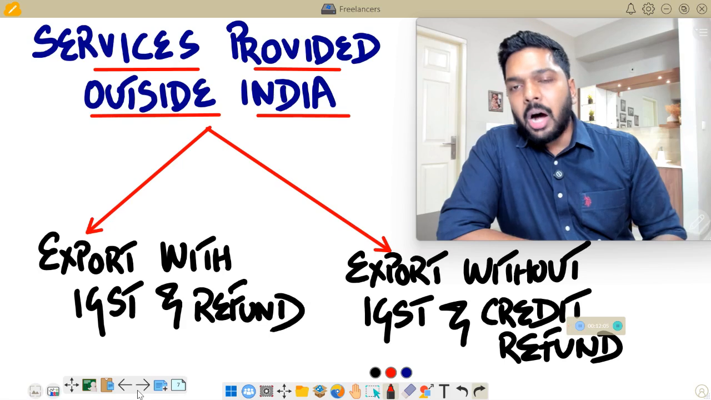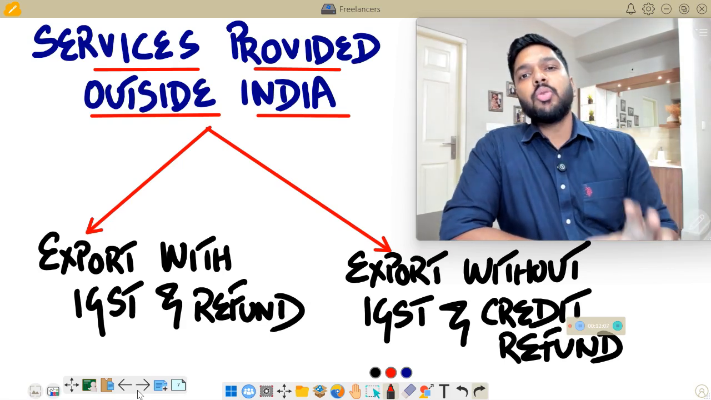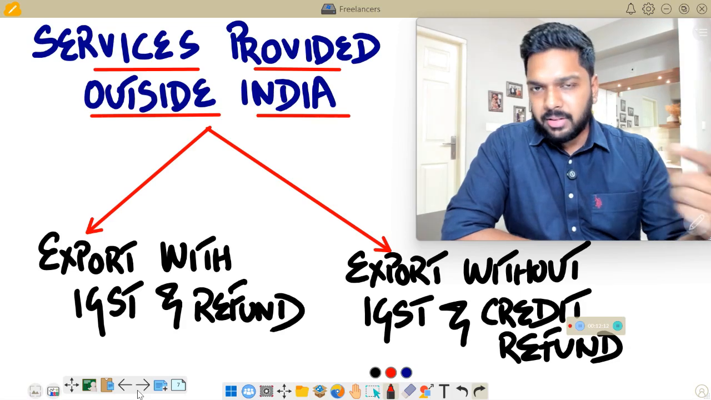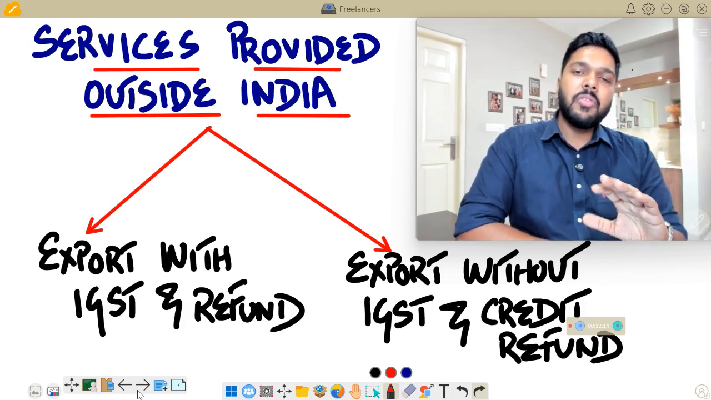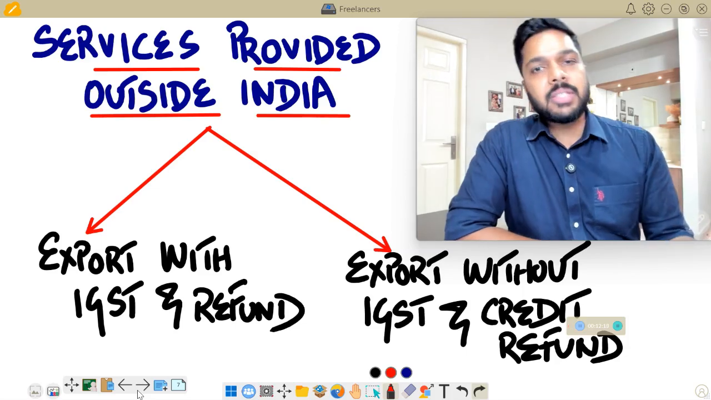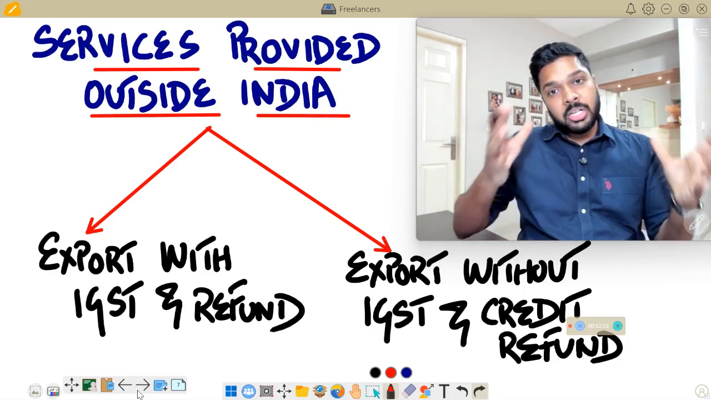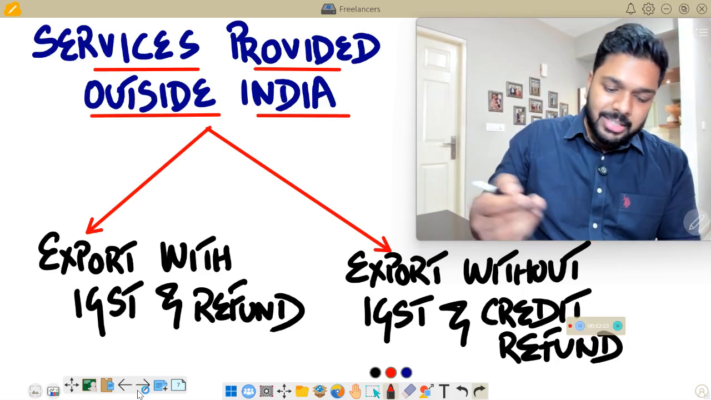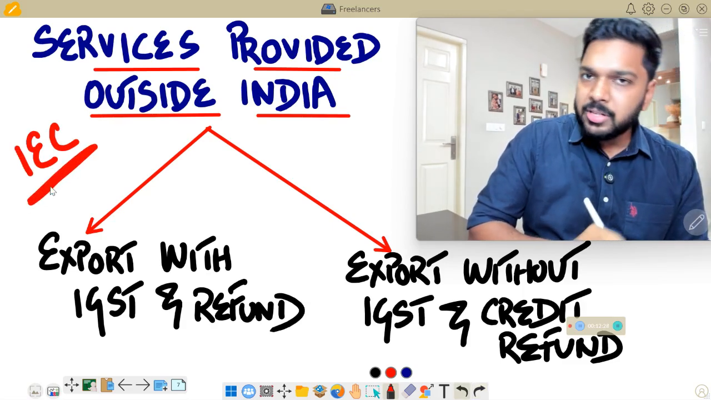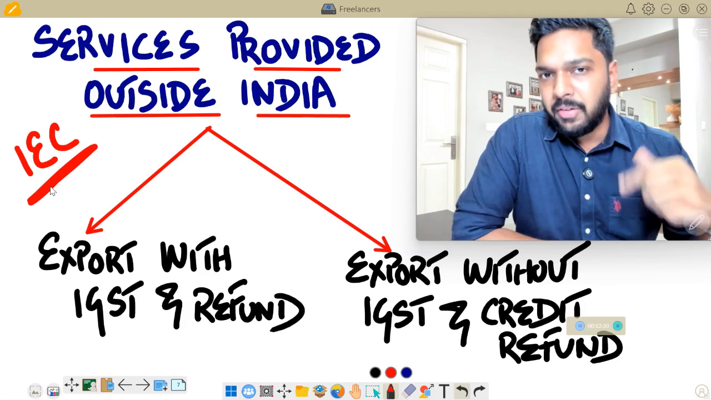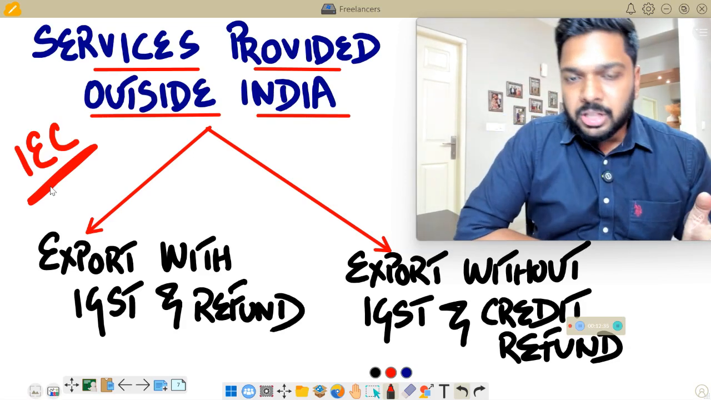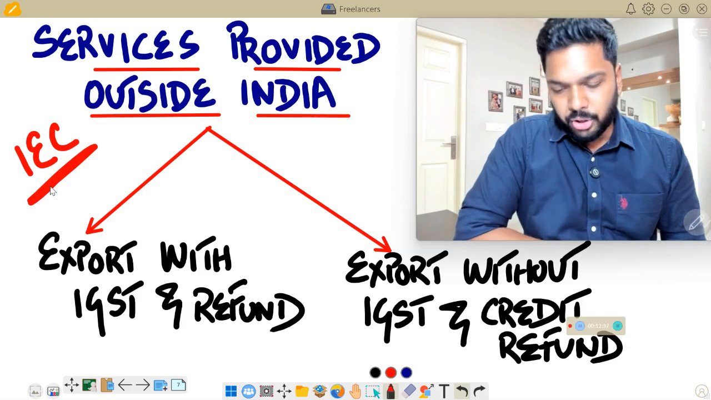Coming to services provided outside India, it so happens that when you become an established freelancer providing online services, you tend to find clients or customers outside India. Therefore, you will end up providing services outside India, or you will be known as an exporter of services. So one thing is you need to obtain an import-export code. Now that is also relevant because most people avoid this. They think it's only for goods supply outside India. But even if you are an exporter of service, you still need to apply for an import-export code.